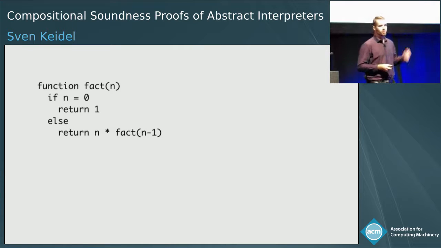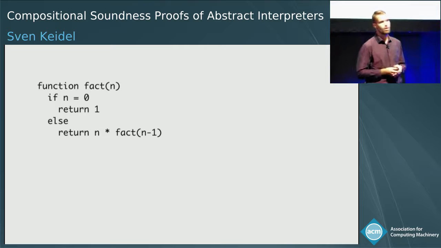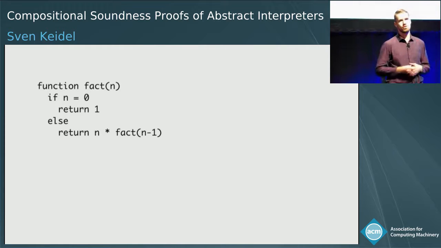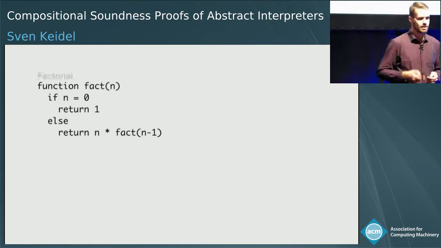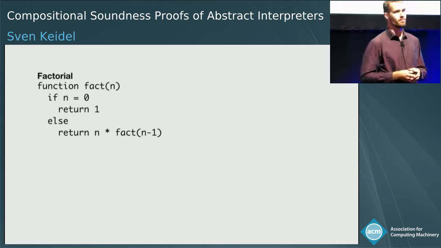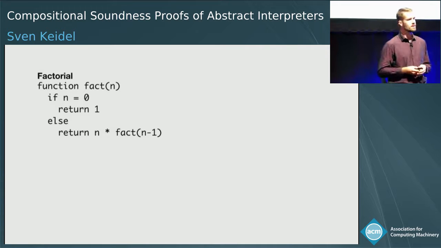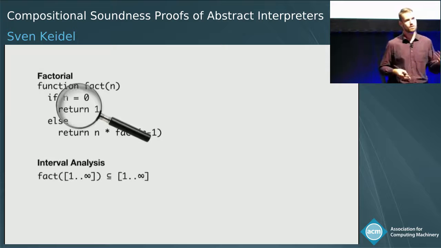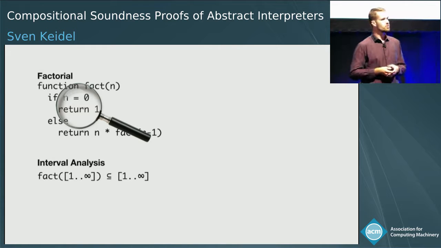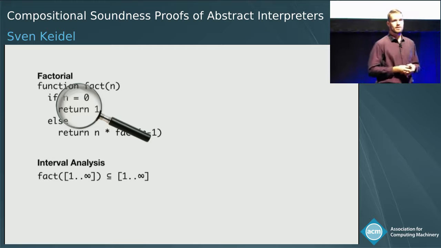So let's say you wrote a program such as this, and you want to know if this program is doing what it's supposed to be doing, namely calculating the factorial of a number. Then one way of doing this is using an interval analysis, which computes the range of numbers this program produces, giving a range for its inputs. For example, this analysis calculates that factorial always returns positive numbers for positive inputs.